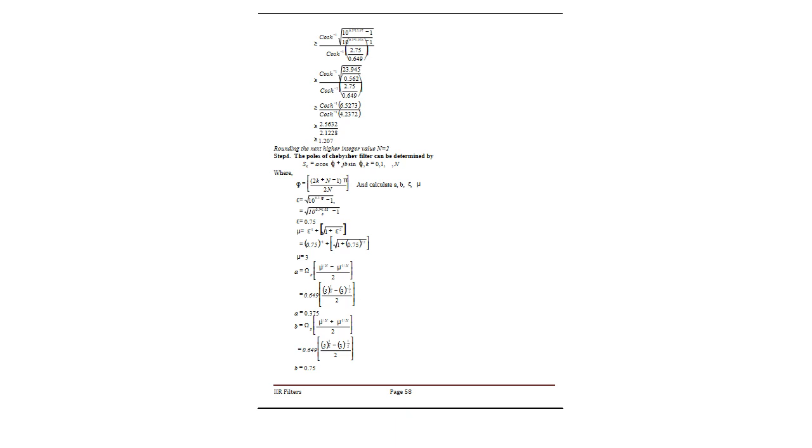Next we have to find the a value. For finding a, the equation is omega p into (mu power 1 by N minus mu power minus 1 by N) by 2. Substituting the mu value, we will get the a value. Likewise for b, omega p into (mu power 1 by N plus mu power minus 1 by N) by 2. So we will get the value of b.